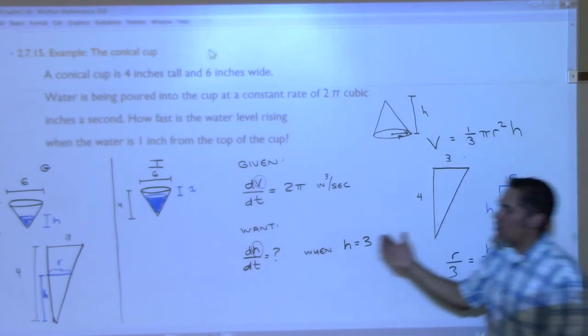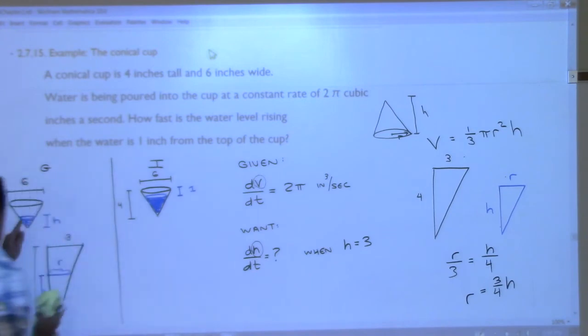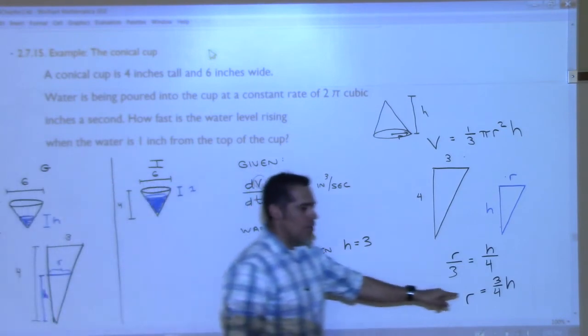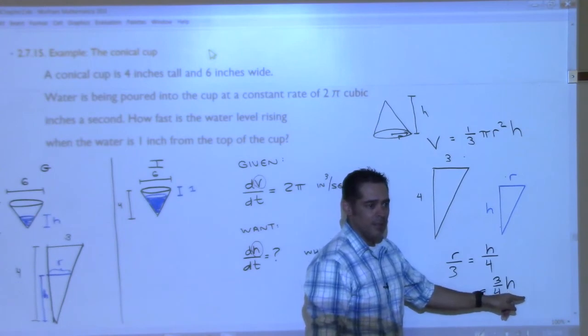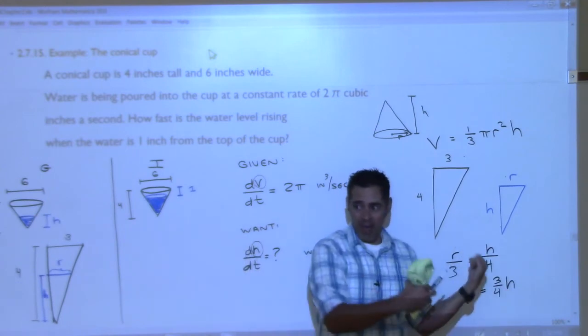But see, because our water is shaped like a cone, but that water lives in a bigger cone, the proportions of our cone are fixed. So the proportion of the cone that's growing in here is fixed also. And the relationship is that the radius will always be 3/4 the height. Within this picture, that's what happens.